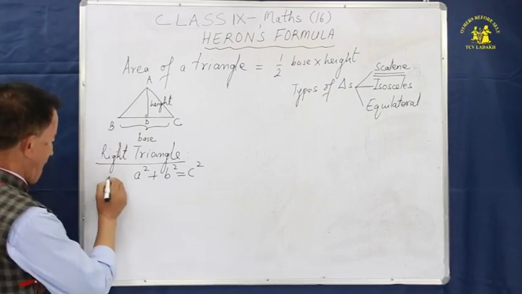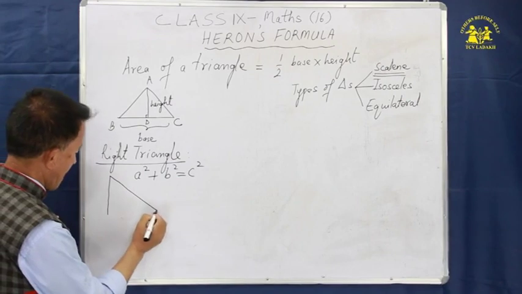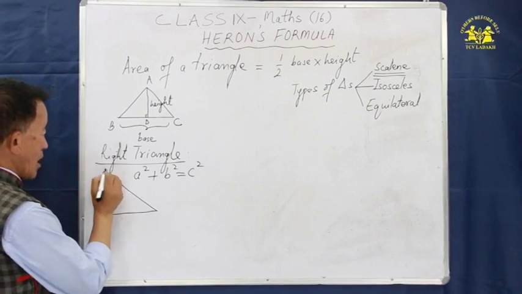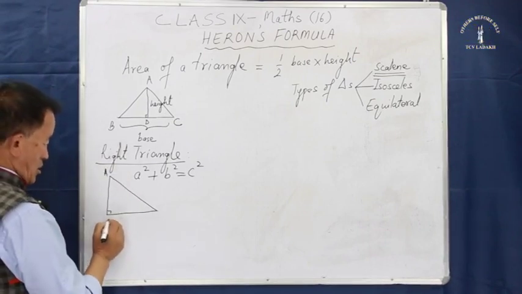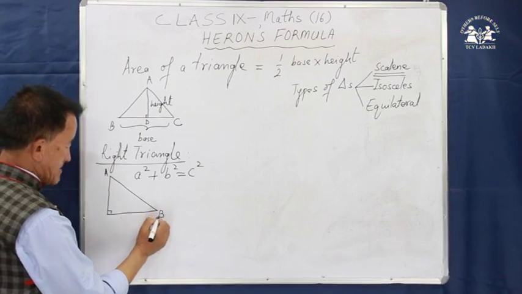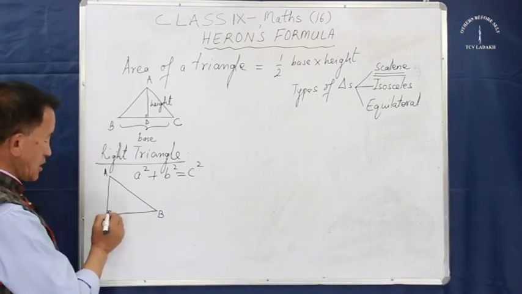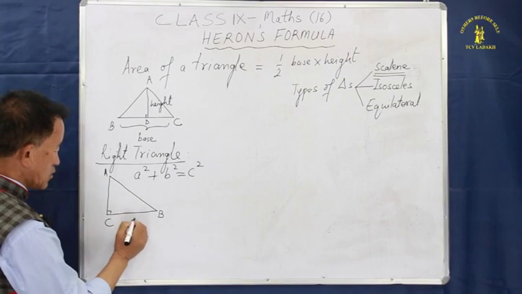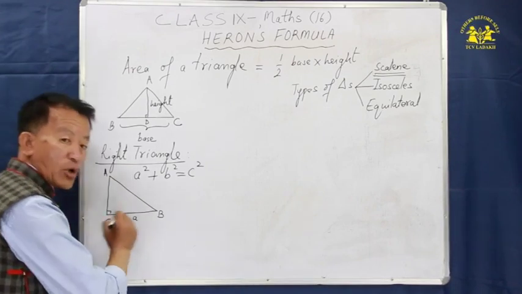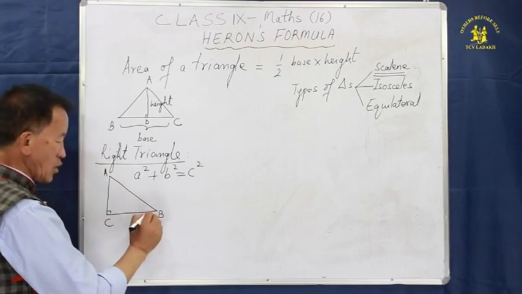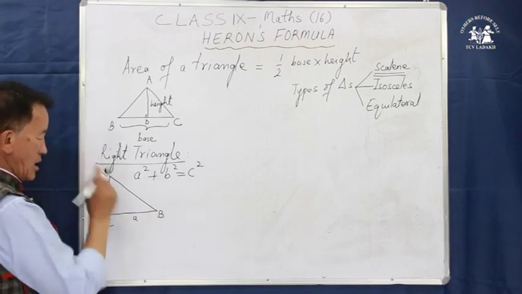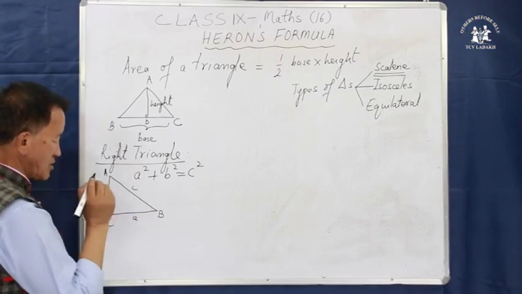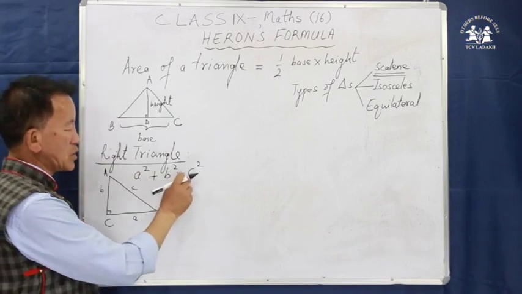So let's take a triangle ABC in which angle at C is 90 degree. The side opposite to angle A is small letter a, side BC. Then AC is small b, and the hypotenuse is small c. So a square plus b square is equal to c square.